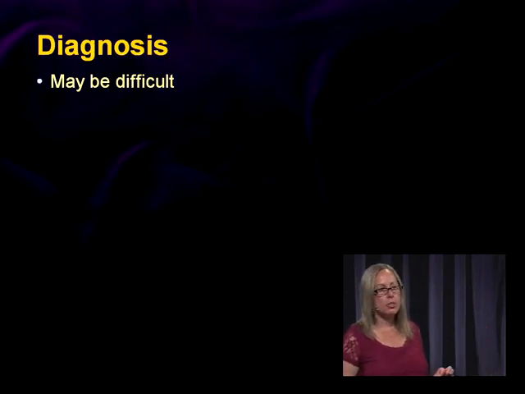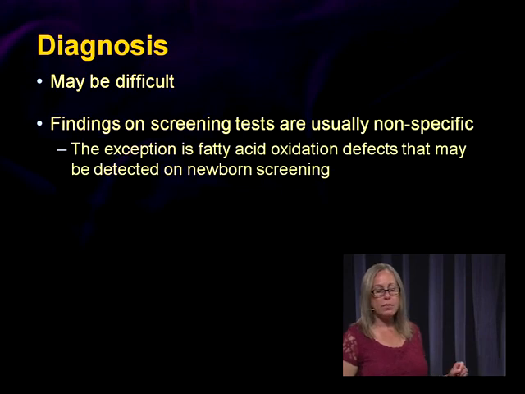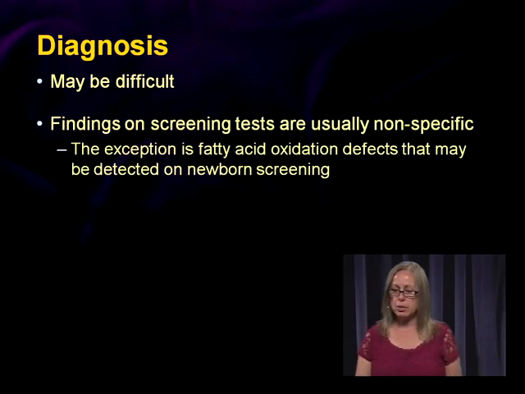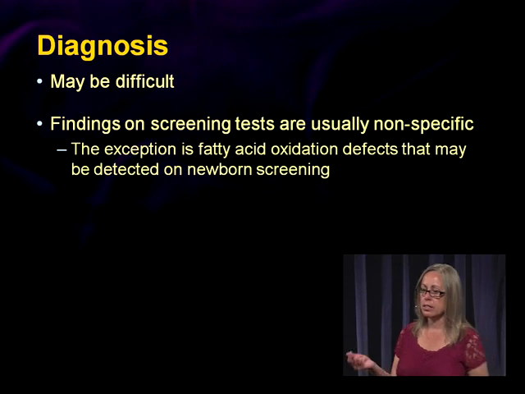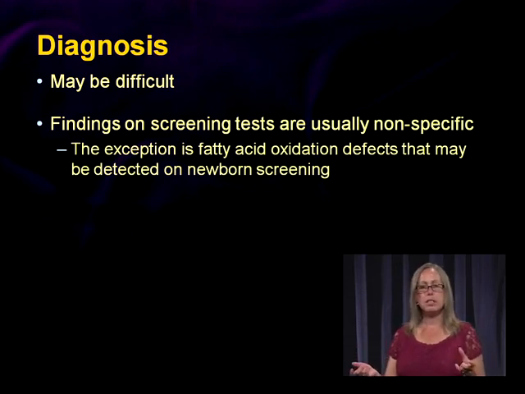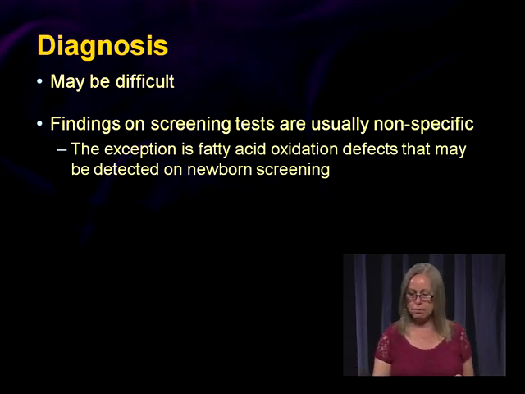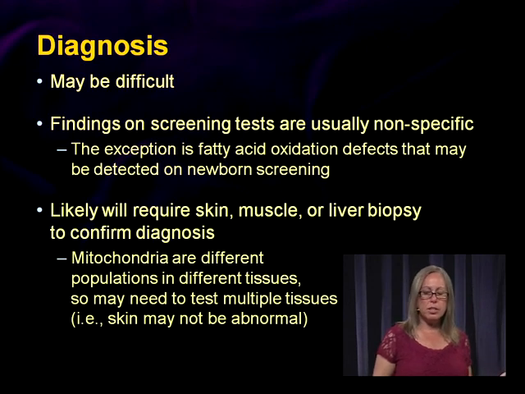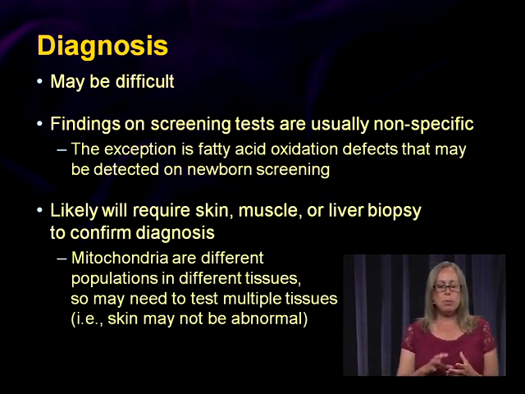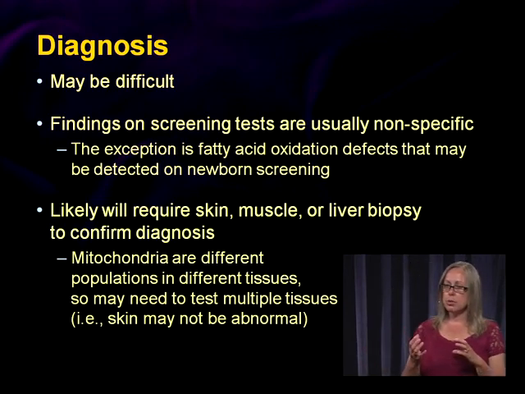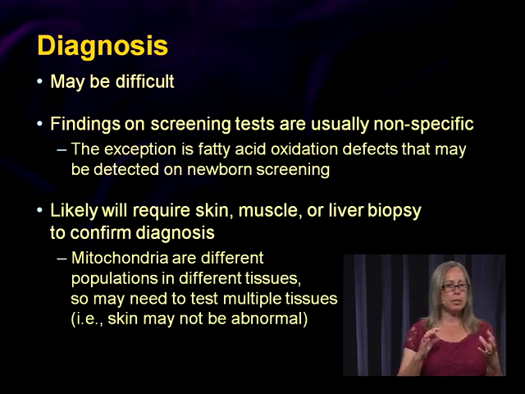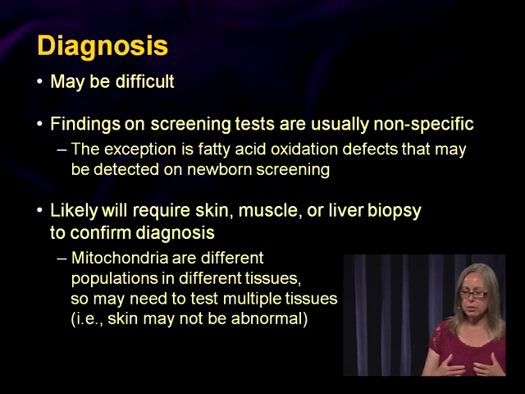The diagnosis can be difficult, and the findings on screening tests are usually nonspecific. The exception is the fatty acid oxidation disorders that can be detected on newborn screening. Likely we'll end up doing a skin, muscle, or liver biopsy to confirm the diagnosis. Mitochondrial disorders can be problematic because the mitochondrial mutations have different populations in different tissues, so you might need to test multiple places to make that diagnosis.